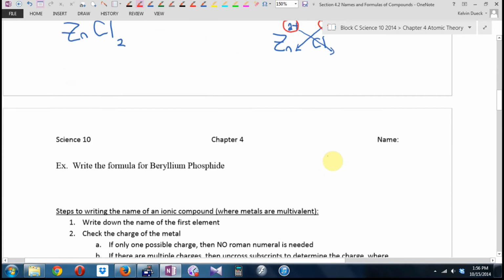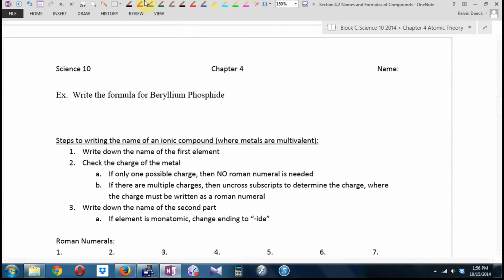Let's try another one. Write the formula for beryllium phosphide. The symbol for beryllium, is it Be, I think? What's its ion charge? Phosphide is phosphorus, P. What's its ion charge?